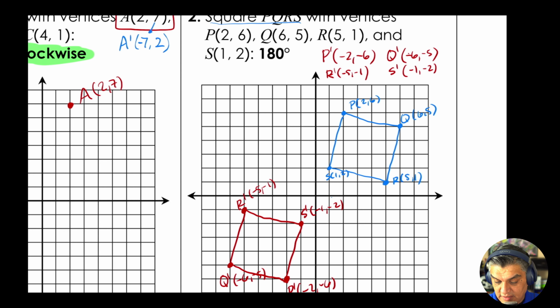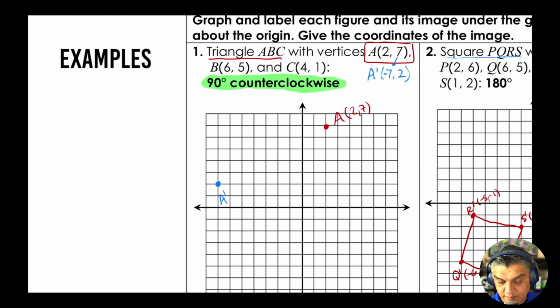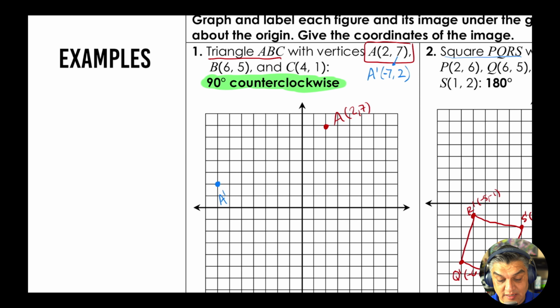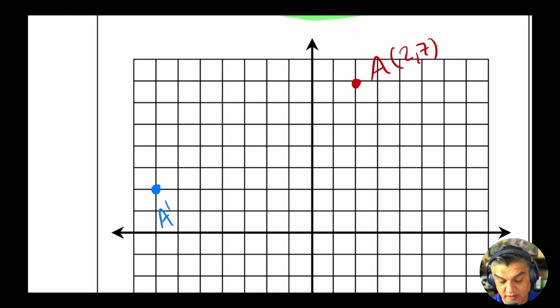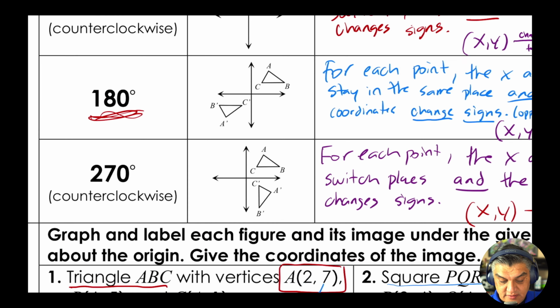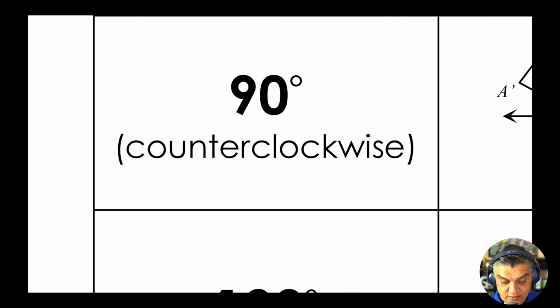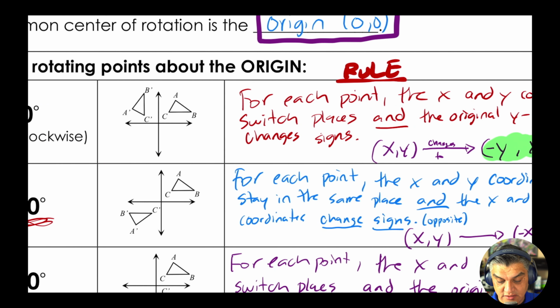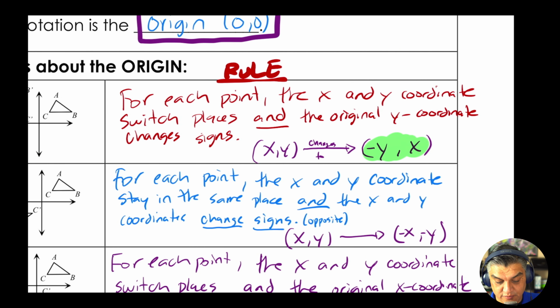Okay, so let's go back to number 1. Number 1, we have triangle ABC, and we're rotating it 90 degrees counterclockwise. So I did 1 point, right? I just wanted to look at 1 point and do the rule. And what was the rule? The rule was for 90 degrees counterclockwise. Here's the rule, in words and in notation: for each point, the X and Y coordinate switch places, and the original Y changes signs.